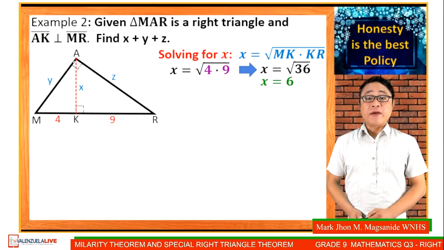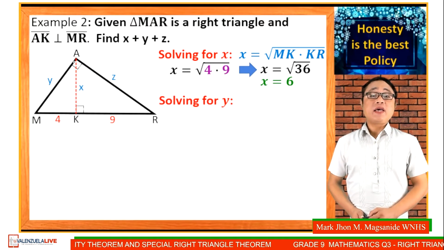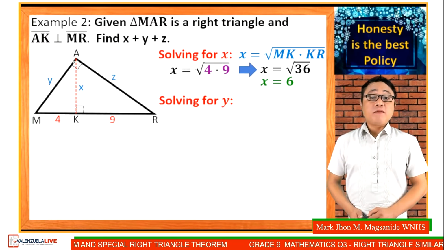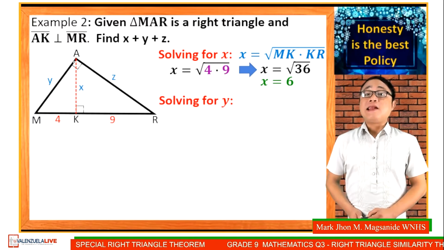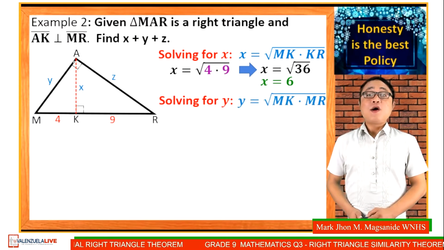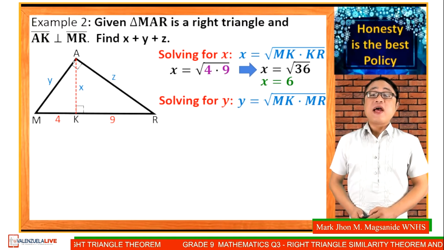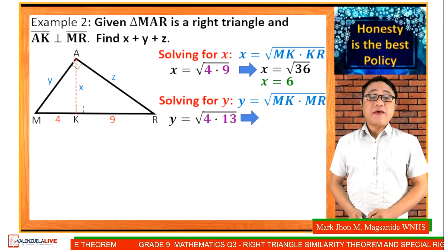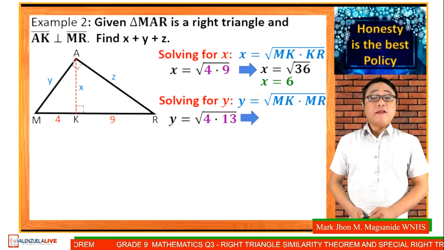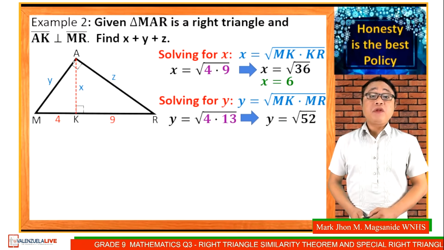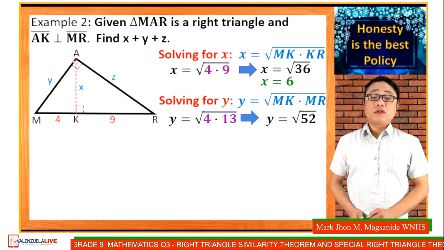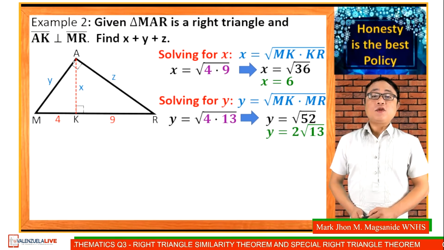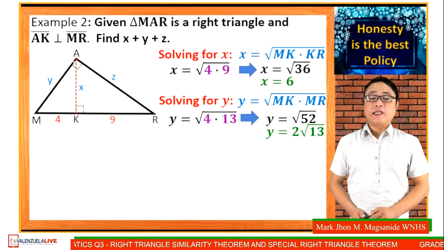Solving for the second variable, Y. Since Y is one of the legs of the right triangle, we will use the geometric mean that involves the leg, and that is Y is equal to the square root of MK times MR. Substitute the values of MK and MR, and 4 times 13 is equal to 52. Get its square root, we have 2 square root of 13. Hence, Y is equal to 2 square root of 13.